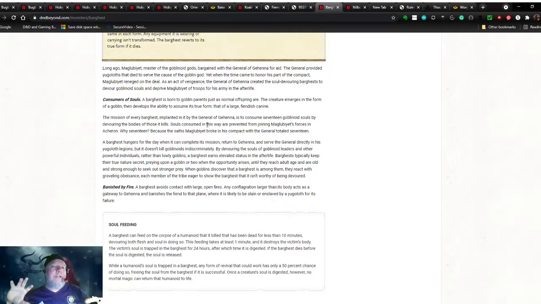So, the Barghest is born to goblin parents just like a normal offspring. The creature emerges in the form of a goblin, then develops the ability to assume its true form, that of a large fiendish canine. And the mission of every Barghest implanted by the general of Gehenna is to consume 17 goblinoid souls by devouring the bodies of those it kills. Souls consumed in this way are prevented from joining Maglubiet's forces in Acheron. And the number 17 is because that's how many oaths Maglubiet broke in his compact with the general.